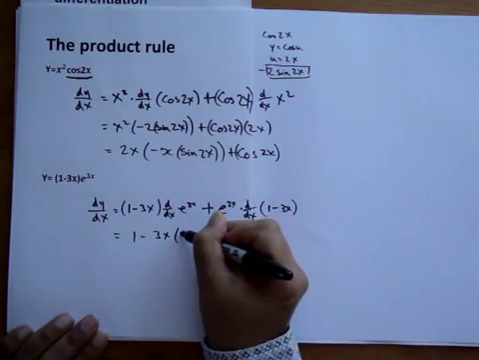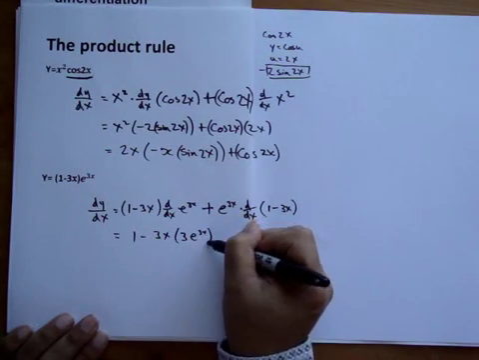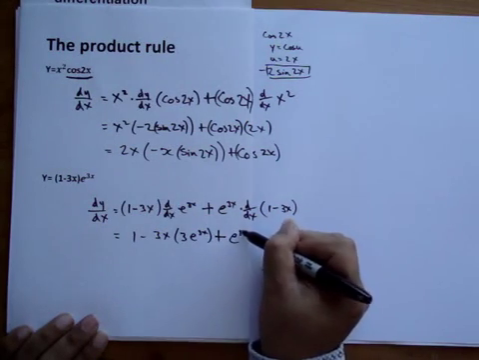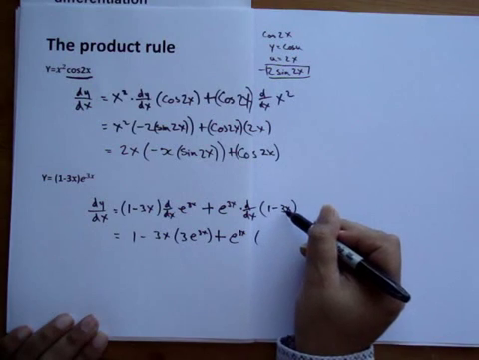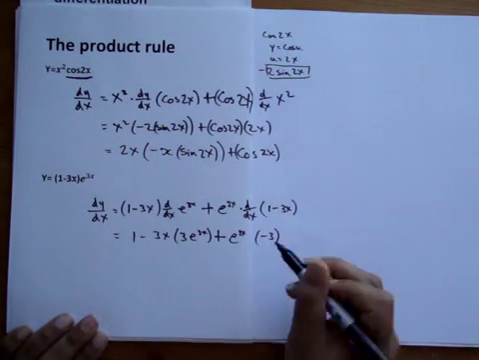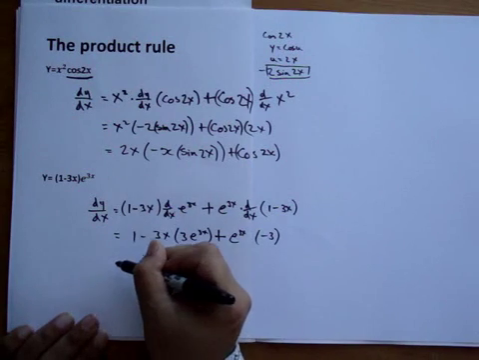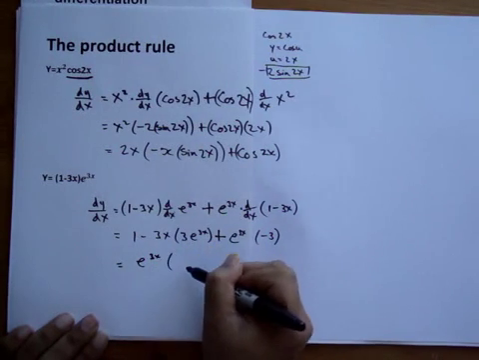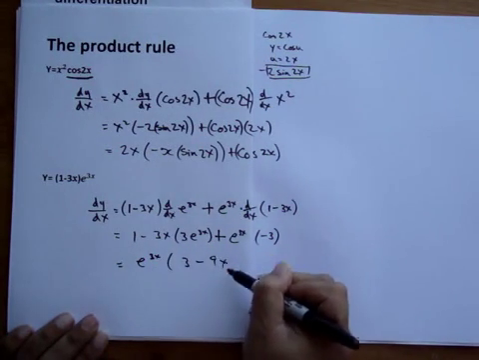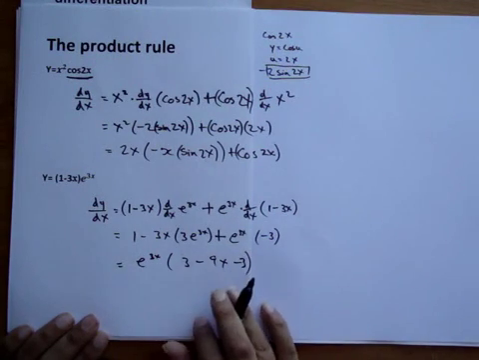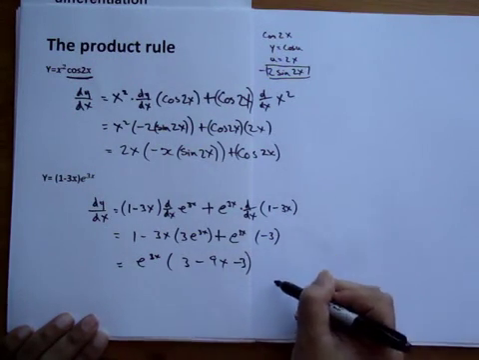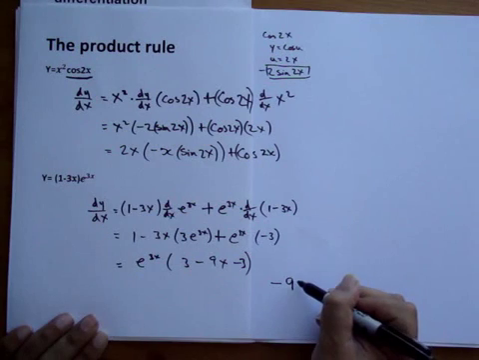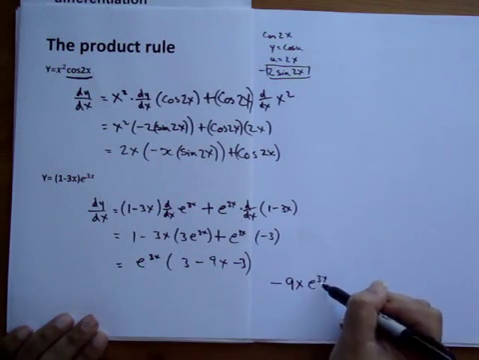When we differentiate e to the 3x, we get 3e to the 3x. Add e to the 3x, and then when we differentiate this we get minus 3. So this, when we tidy up, becomes e to the 3x times (3 minus 9x minus 3). 3 minus 3 is 0, leaves us with minus 9x. So the answer is minus 9x e to the 3x.